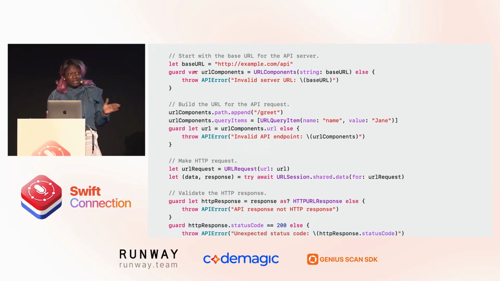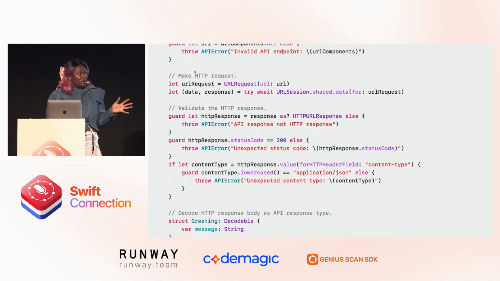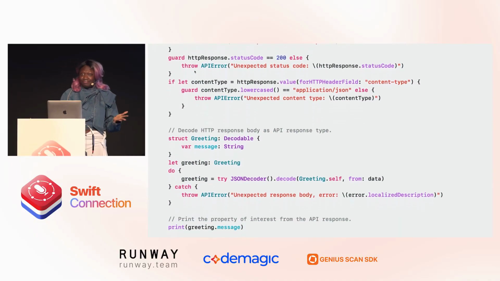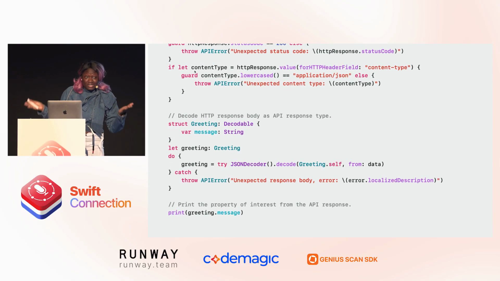A lot of us here are likely familiar with making network calls and parsing data using tools like URLSession. And URLSession is a great way to make network calls, but it's still on you as a developer to create and keep track of all the appropriate requests for your API.